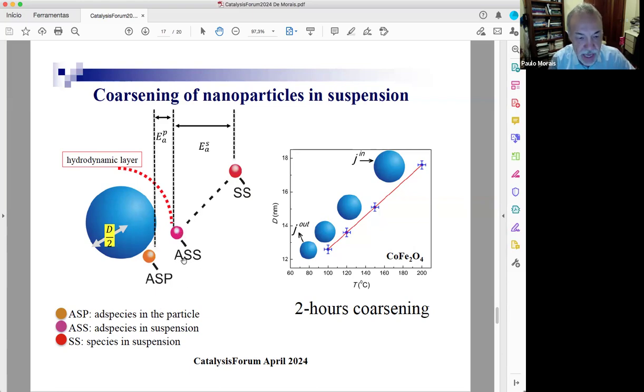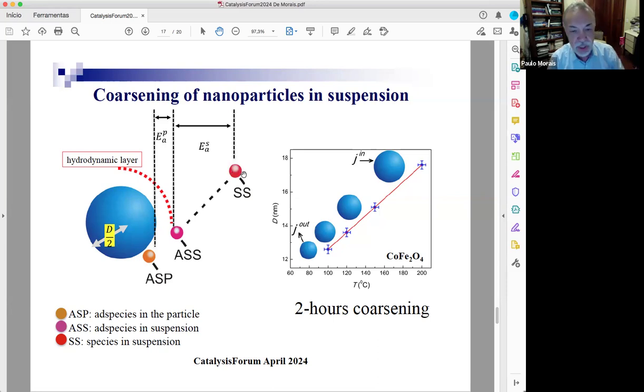The difference between ASS and ASP is that ASS is exactly outside the hydrodynamic layer. To cross the hydrodynamic layer, to go from ASS to ASP, you have to cross an energy barrier. We call it the energy barrier, to go from the added species A to the particle surface P. But then finally, we have another important species, SS, the species in suspension.